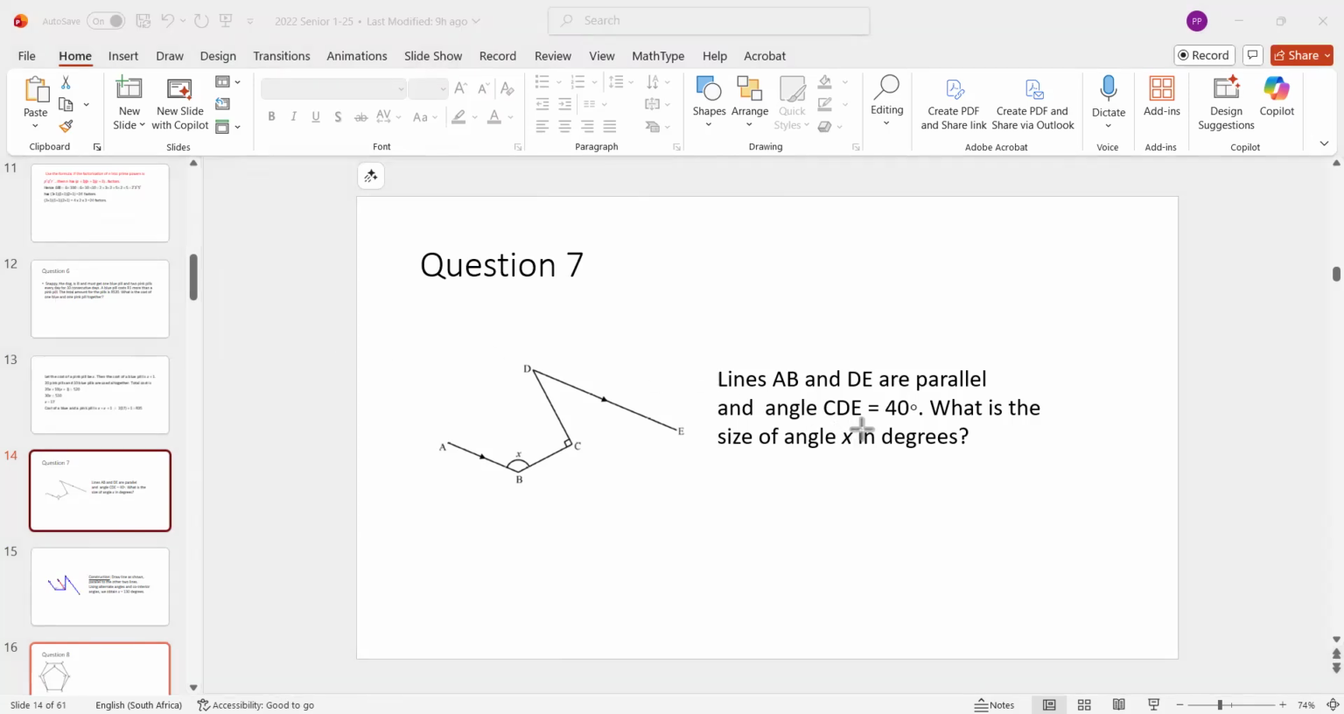Lines AB and DE are parallel. These two lines are parallel, and the angle CDE is 40 degrees. It's not stated there, let's just show 40 degrees. And the question is, what is x? The writing is rather small, but this x here represents this angle.